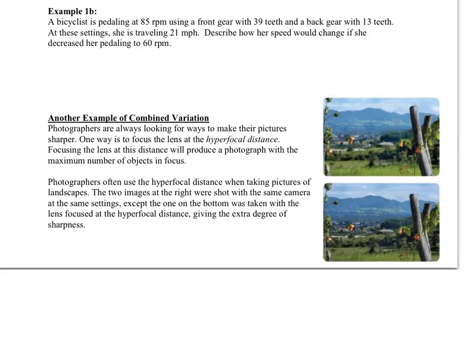Okay, let's do example 1B. A bicyclist is pedaling at 85 RPM. So we know that R equals 85. A front gear with 39 teeth, so F is 39. Back gear with 13 teeth, so B is 13. And then it says at these settings she is traveling 21 miles per hour, so speed equals 21. Describe how her speed would change if she decreased her pedaling to 60 RPM.